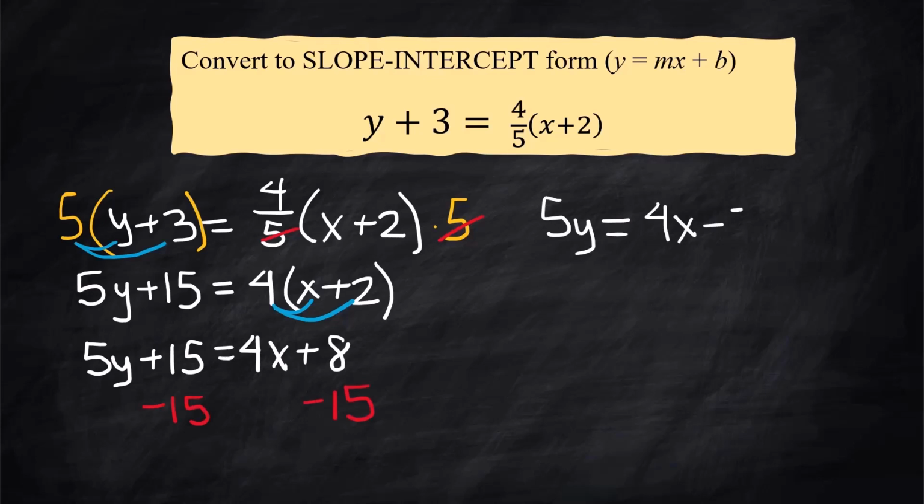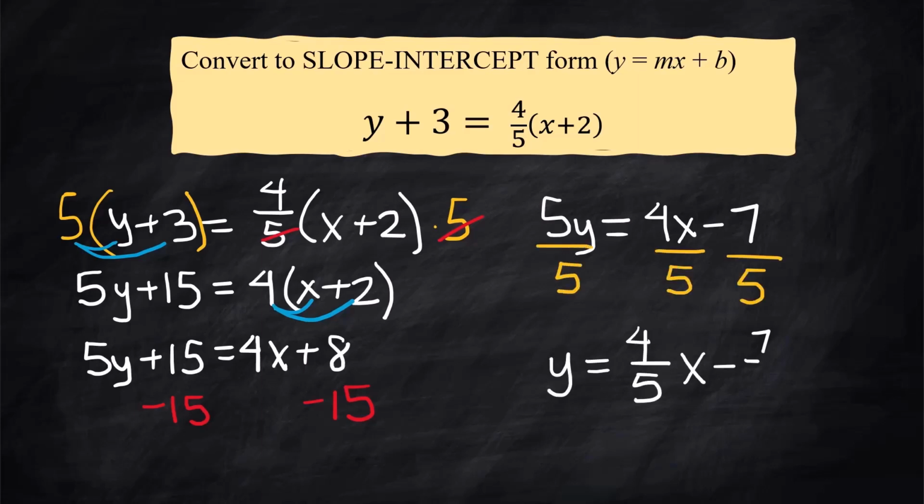Now we need to solve for y. We're going to start doing that by subtracting 15 from both sides. And our next line is 5y equals 4x minus 7. We need to be in slope-intercept form, which is not 5y equals something, but actually 1y equals something. So I need to divide everything by 5 at this point. We still end up with fractions because that is the answer, but we did it without having to use common denominators, and we did it in fewer steps.